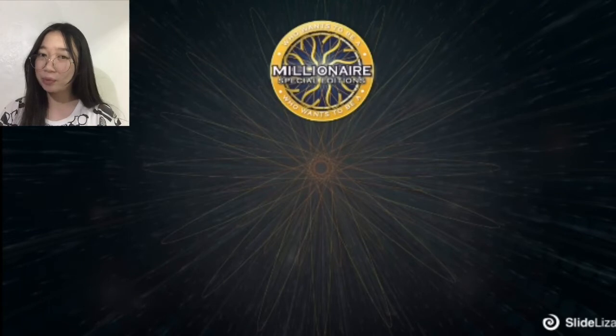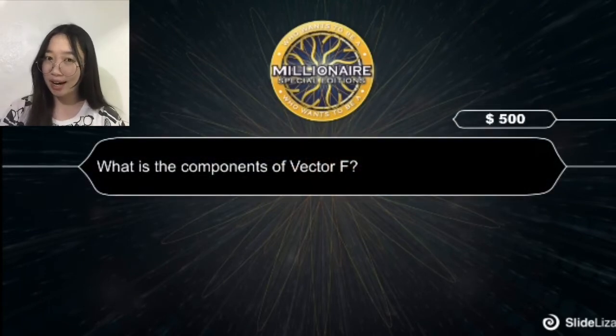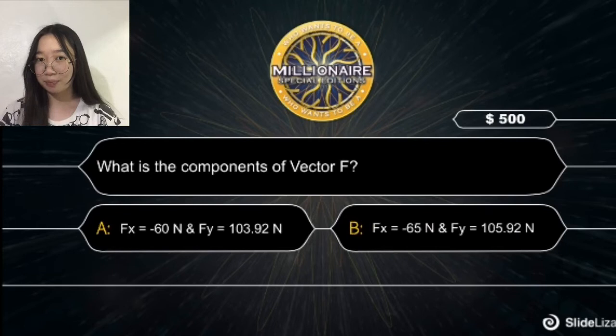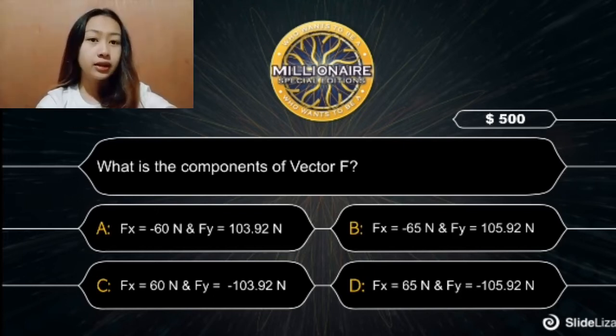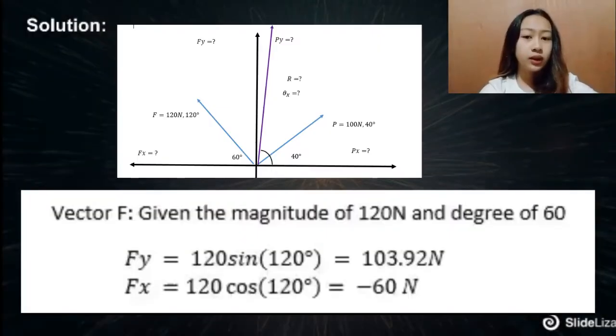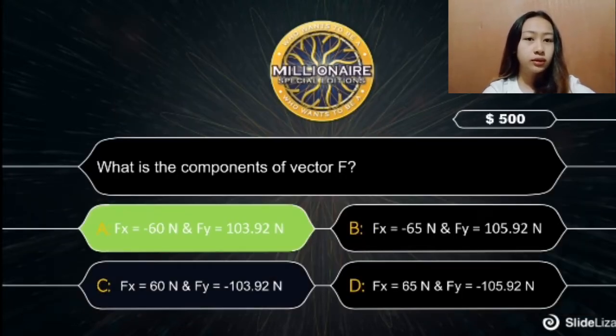Let's now start with problem number one. We have $100 for this. The first question will be answered by Miss Christine Timbal. The question is, what are the components of vector F? Letter A is my answer because Fx equals 120 cosine 120 degrees, equals 76.60 Newton. Fy equals 120 sine 120 degrees, equals 103.92 Newton.